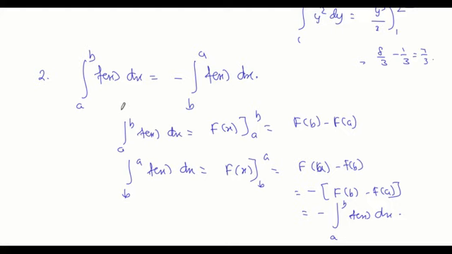Only the sign changes. The magnitude remains the same. The number won't change at all. Okay? The next property.